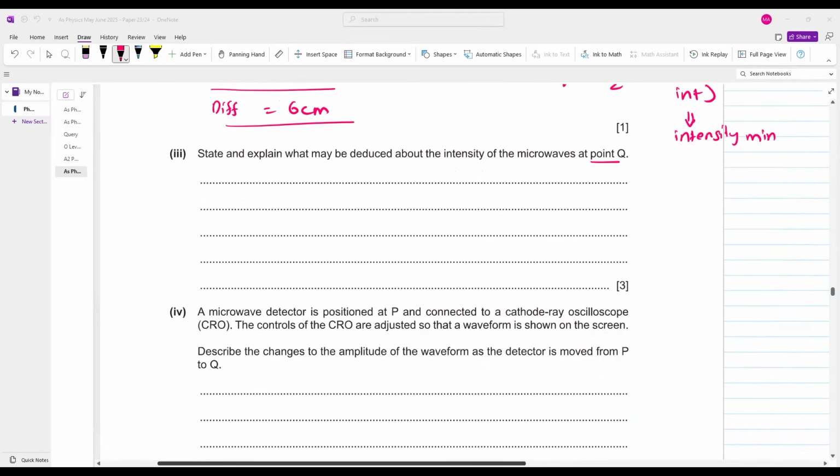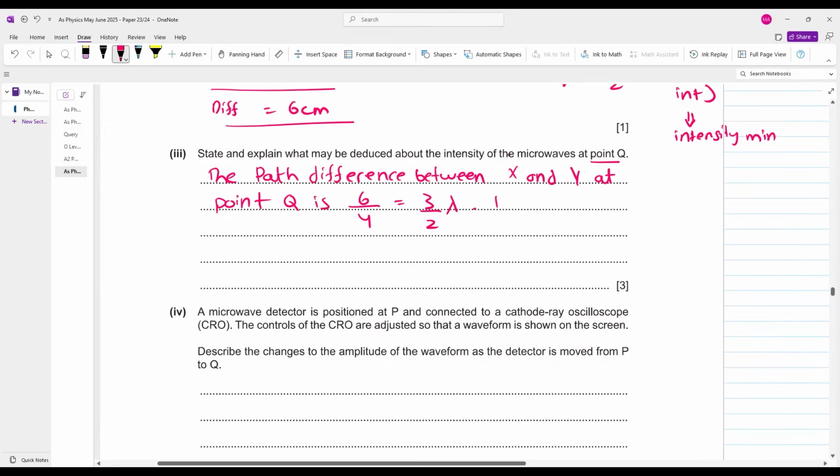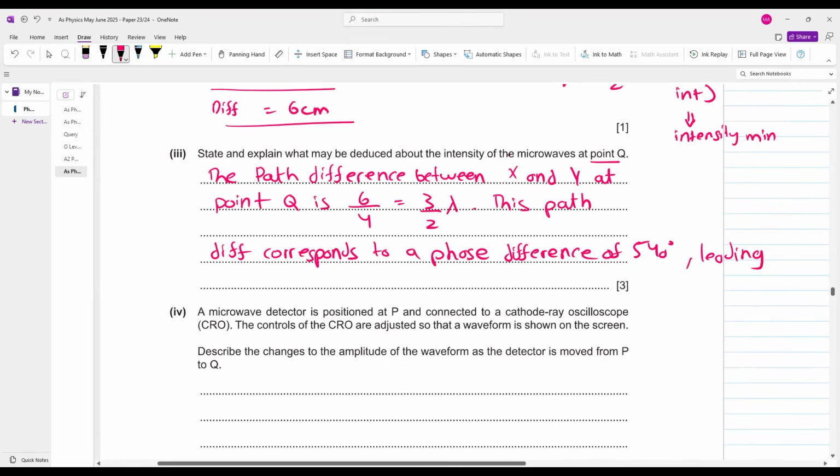First of all, you will say the path difference between X and Y at point Q is 6 centimeter divided by 4, that is equal to 3 over 2 lambda. This path difference corresponds to a phase difference of 540 degrees, leading to destructive interference. Leading to destructive interference कह सकते हो.